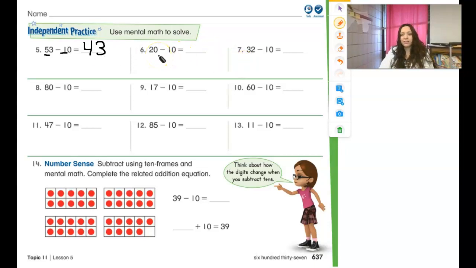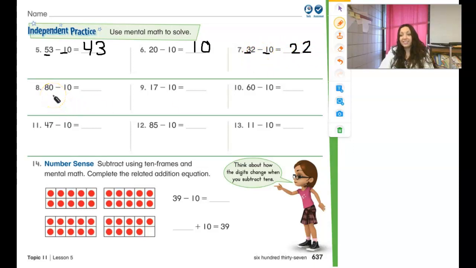You guys just know this one. What's 20 take away 10? It's just 10. That's right, because remember, 10 plus 10 equals 20. Okay, how about 32 take away 10? Look at my 10s. I had 3 tens. I took 1 away. So what's 3 take away 1? 2. Very good. And then I had 2 ones and I didn't take anything away. So that 2 stays the same. So 32 take away 10 equals 22.